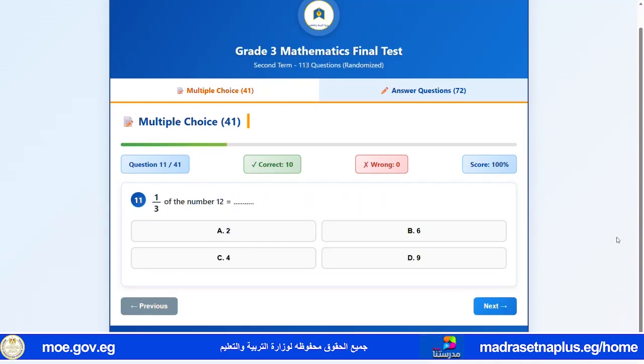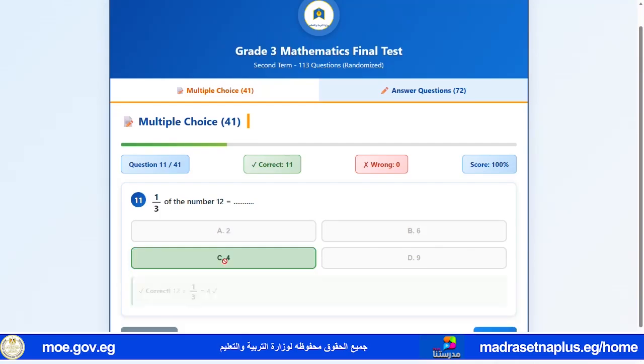Next one, I ask you to get what? The third of the number. The third of the number 12. What's meant by half is divided by 2, third divided by 3, fourth divided by 4, and so on. When I ask you to get the 10th of a number, that means you should divide this number by 10. In our example, third of the number means divide this number by 3. 12 divided by 3 equals 4. Why? Because 3 times 4 equals 12. So the right answer is 4.